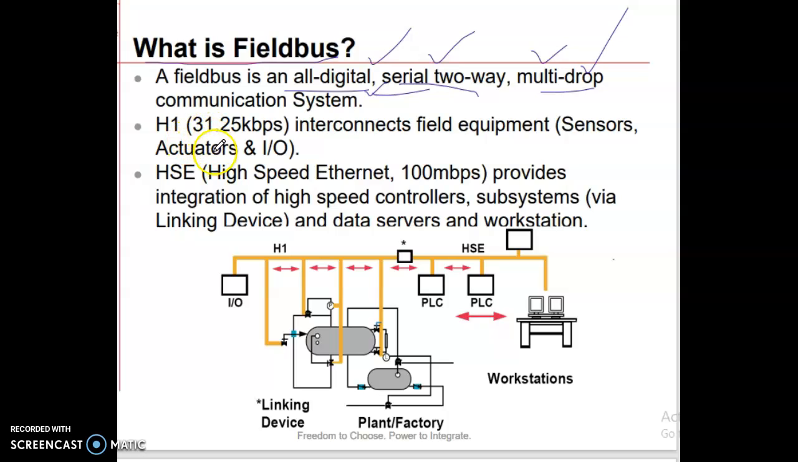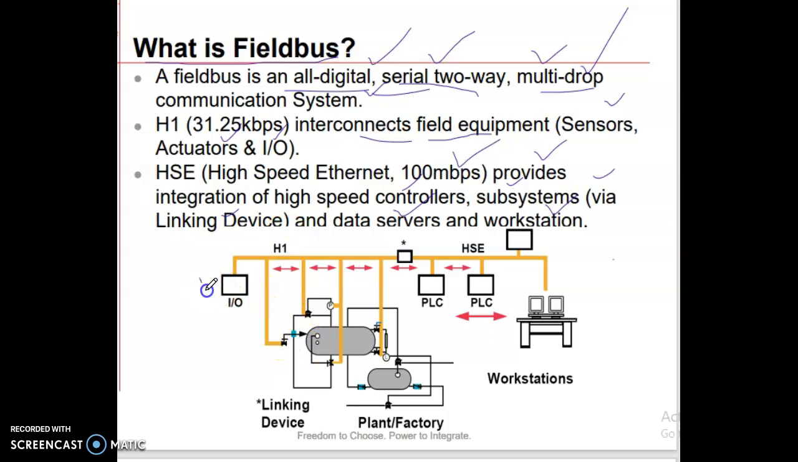H1: 31.25 kilobits per second. It interconnects field equipment, sensors, actuators, IOs. HSE, high speed Ethernet, 100 Mbps, provides integration of high speed controllers and subsystems via linking devices, data servers and workstations.